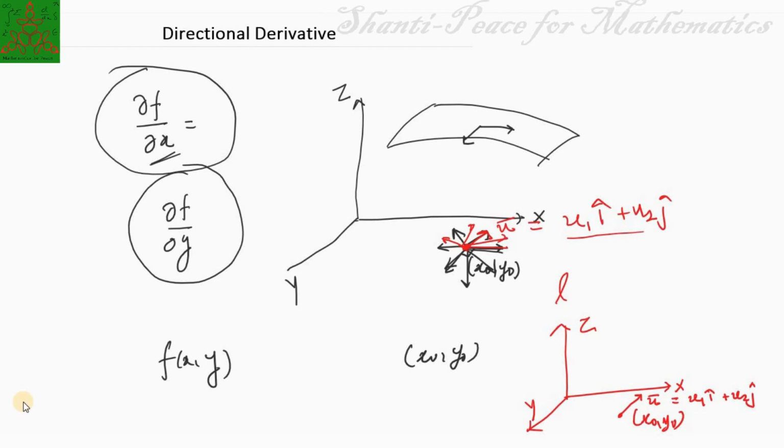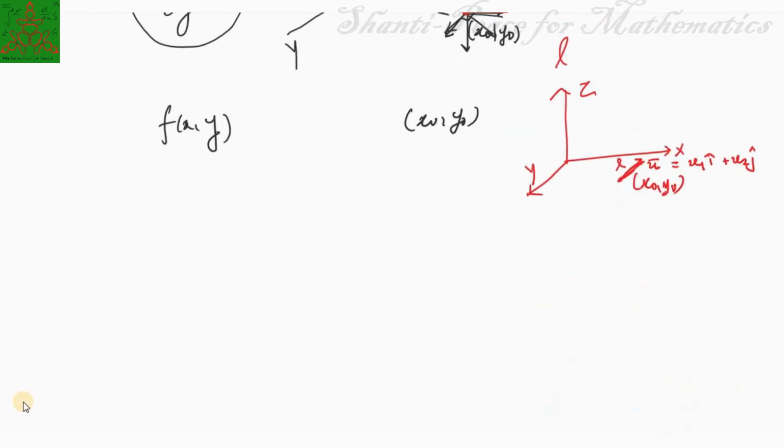And whatever line I get, I am calling that line L, and this line is in the xy plane. So what is the parametric equation of this line? As you know, it is passing through the point (x0, y0), which is the initial point, and u1 and u2 give the direction of that line. So we can say x is equal to x0 plus s u1 and y is equal to y0 plus s u2. These are the parametric representation of this line L.